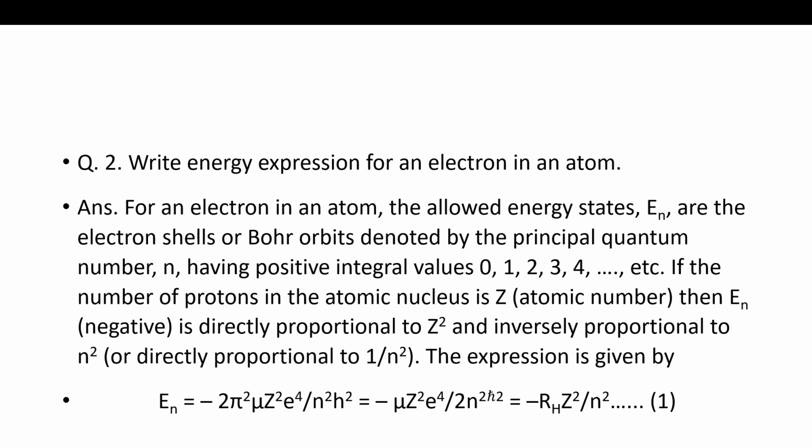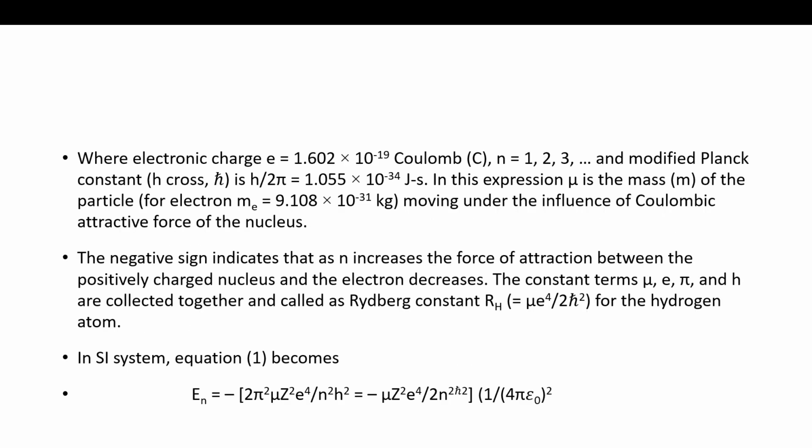The second question is about the energy expression. As we derived earlier, the energy expression is given here. In SI system, En equal to minus 2 pi square m Z square e power 4 upon n square h square, multiplied by 1 upon the permittivity factor square. Here m is mass.